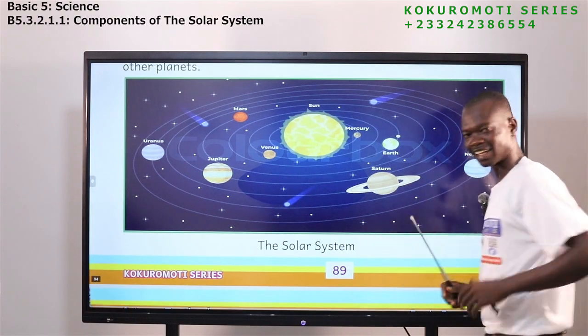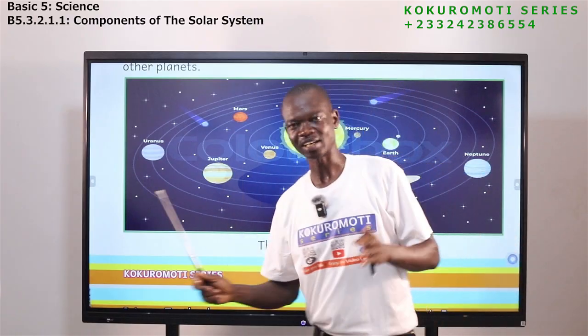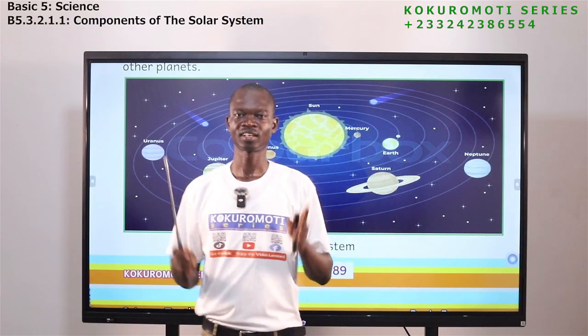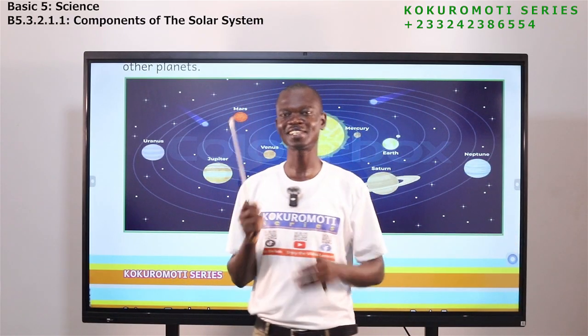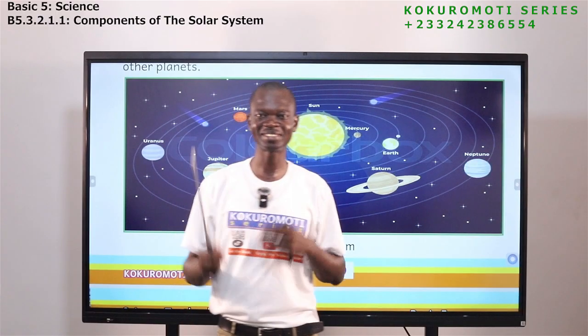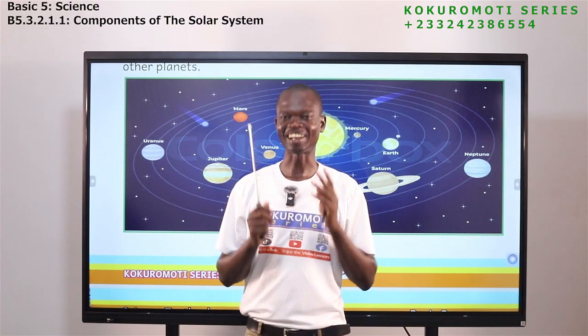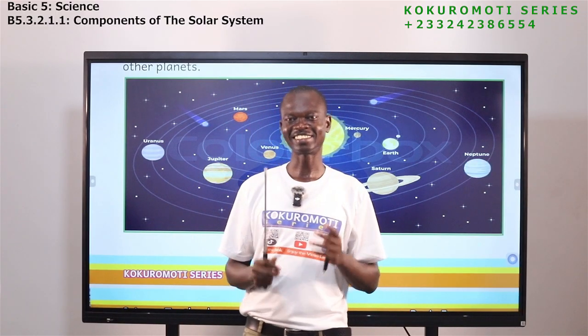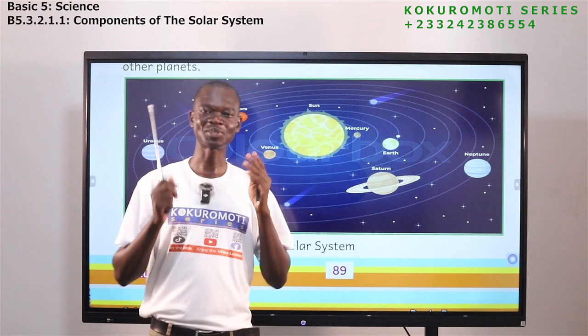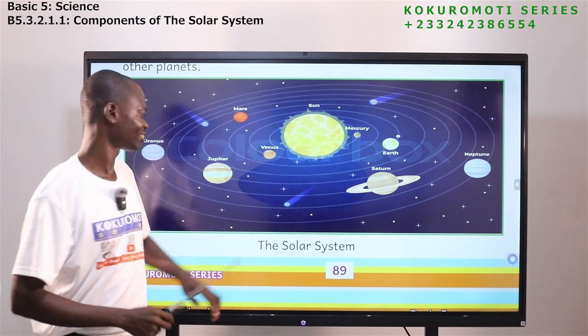Do you remember the song that I taught you when we were in class 3? The song that I taught you, Mercury, Venus, Earth, Mars, Jupiter. I know you have recalled. And that day, I remember you were so happy. Today you are going to sing it.